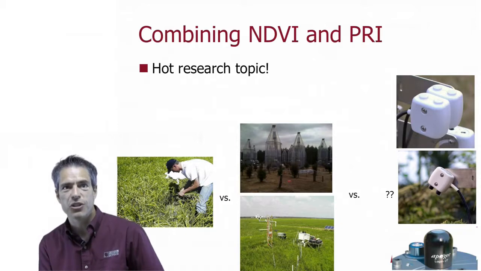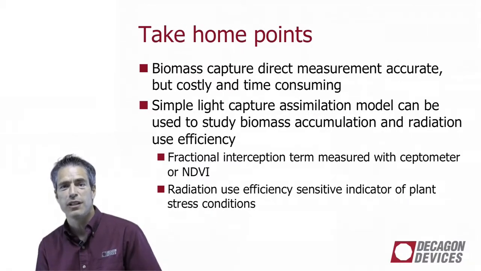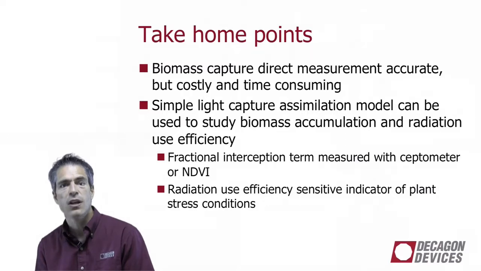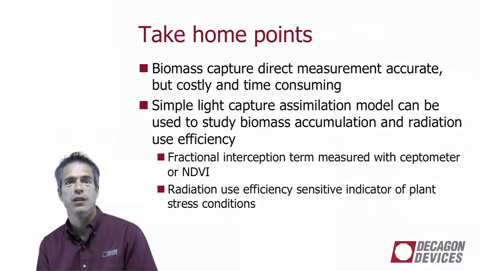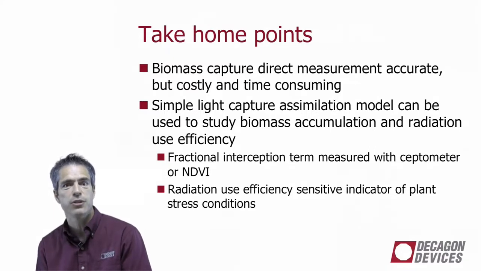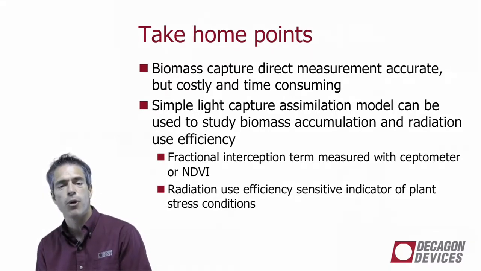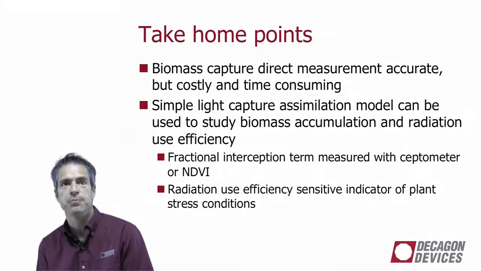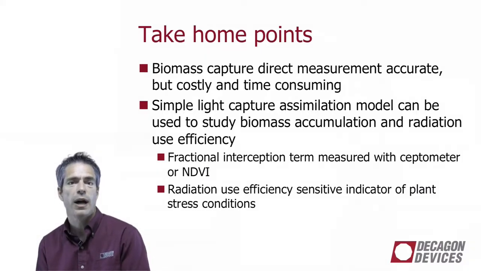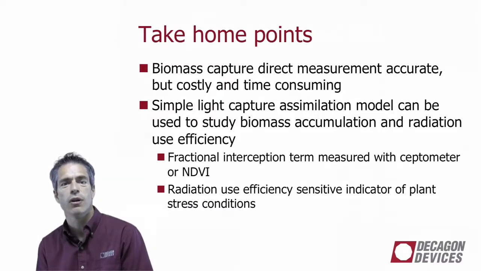So, just some take-home points from our discussion today. Biomass capture can be directly measured in a very accurate but somewhat costly and time-consuming way. Using a simple light capture model, we can make estimates of biomass accumulation in the field using our measurements of intercepted solar radiation, done by the AccuPAR LP-80 or by our NDVI spectral reflectance sensor, and by getting our radiation use efficiency, either from tabled values that people have collected over the years, from biomass sampling or eddy flux towers, or quite possibly by using the latest technology, this spectral reflectance sensor measuring the photochemical reflectance index.